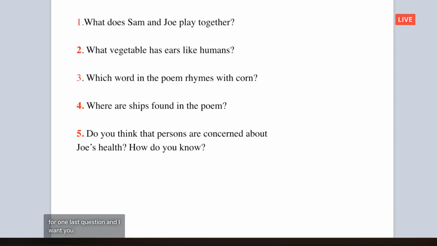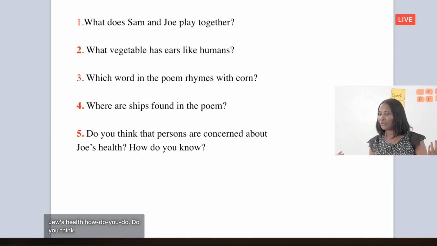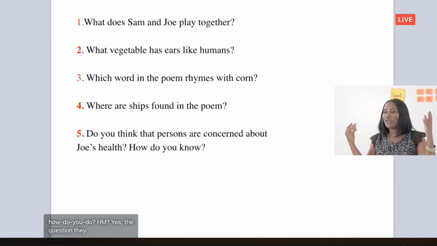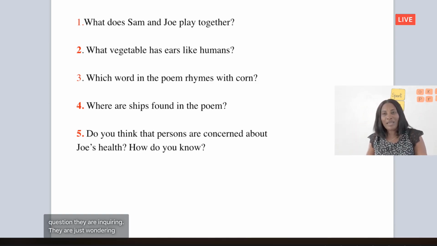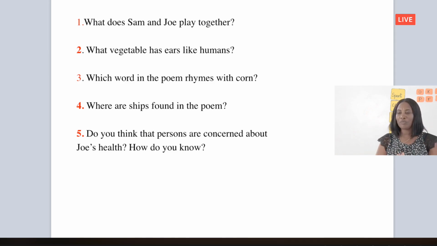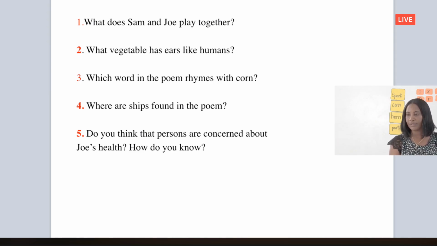And I want you to put your thinking cap on. Do you think that persons are concerned about Joe's health? How do you know? Yes. They are asking questions, they are inquiring, they are just wondering, will he be okay? Yes, everyone in the poem is wondering if Joe is going to be well. They want him to get well. Very good. Good job, boys and girls.